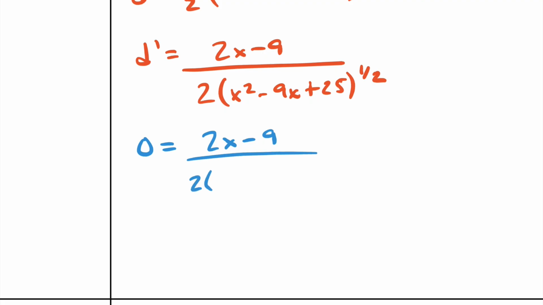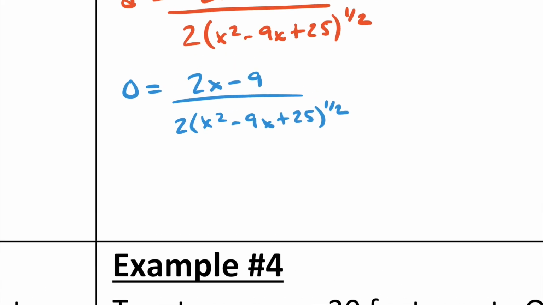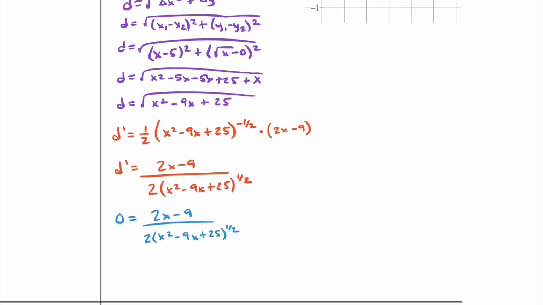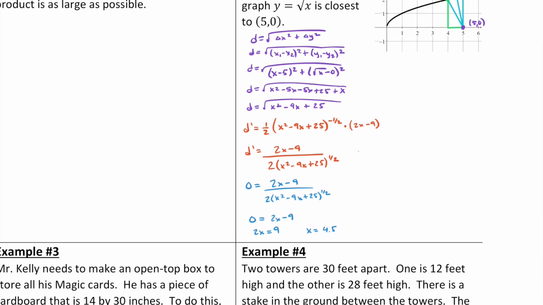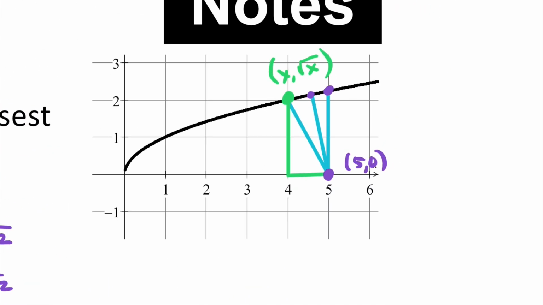which, as we know, we're only interested when the numerator is equal to 0 for a possible critical point, and I'm also interested when this doesn't work out, but I think we're good to go with just the numerator. So 0 equals 2x minus 9, 2x equals 9, x equals 4.5. Ooh, that number looks really good. Wow, I didn't even realize that was going to work out like that.